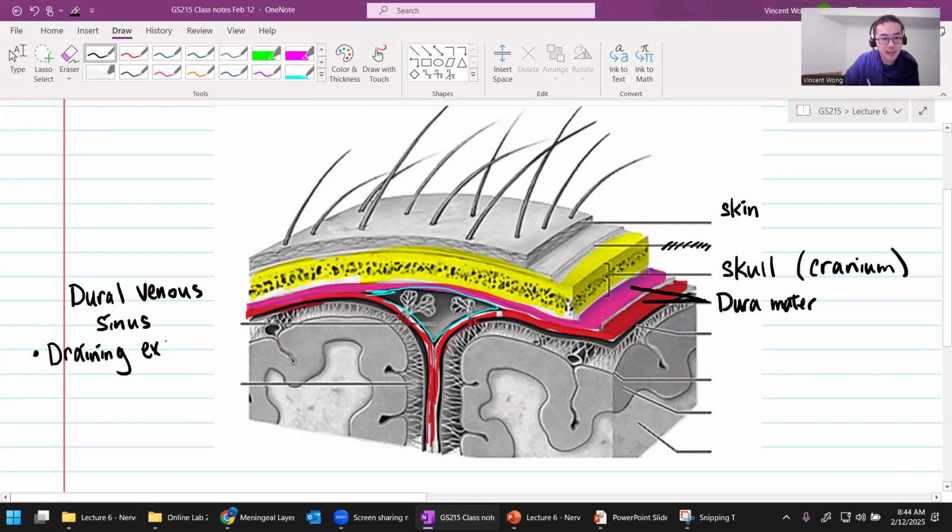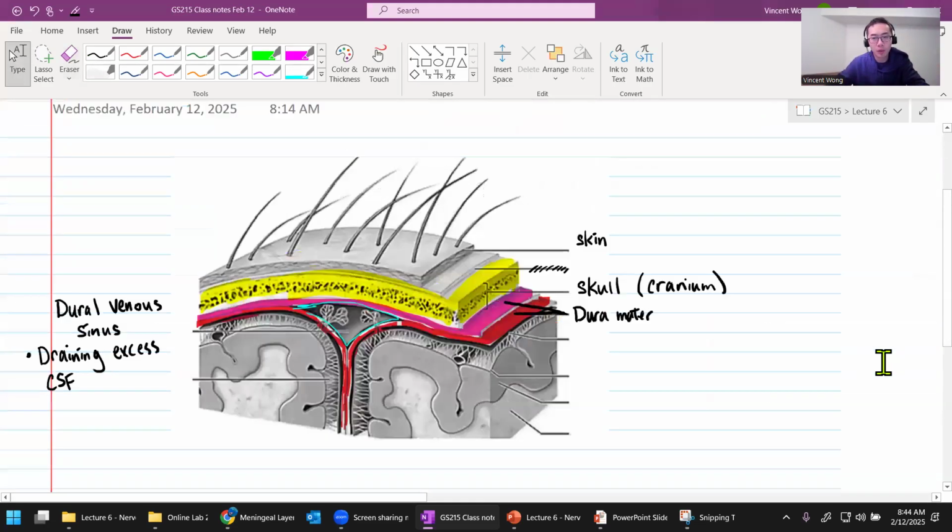Okay, so the dural venous sinus is a location for draining excess CSF. There's a lot of information that I cannot tell you all at the same time, but at the end, everything will fit into place. CSF is cerebrospinal fluid. We'll talk more about it, but your brain is basically floating in this stuff. So is your spinal cord. You constantly make this CSF, and then we need to drain it somewhere. So it goes to the dural venous sinus for drainage.